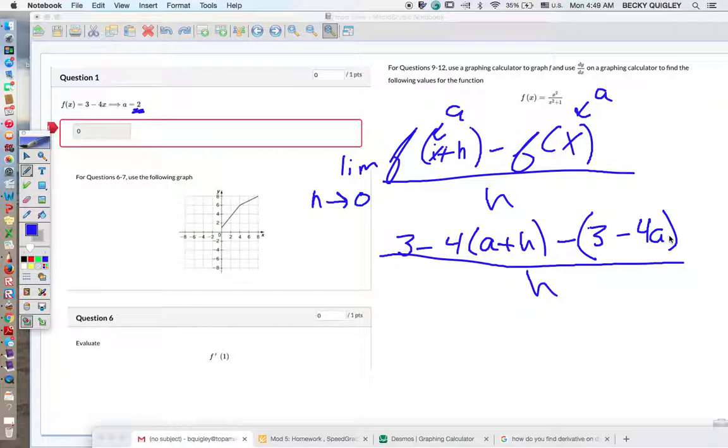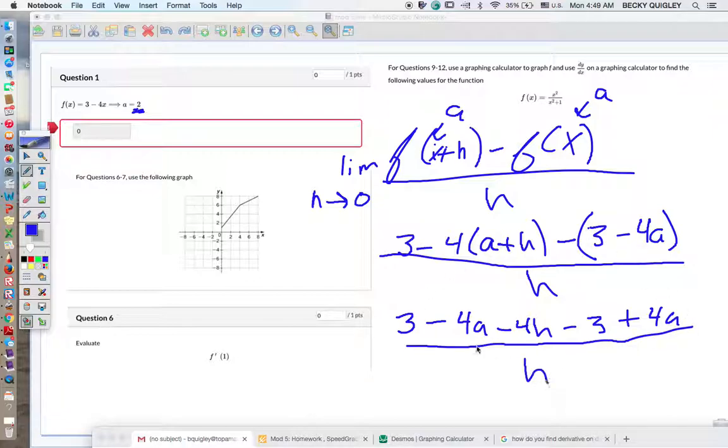So I could either substitute the 2 in now, or I could expand first. 3 minus 4a minus 4h minus 3 plus 4a. I just use the distributive property here. Divided by h. So positive 3, negative 3 goes to 0. Negative 4a, positive 4a goes to 0. Now we're just left with negative 4h over h. Well, that reduces to 1, so I'm left with just negative 4.